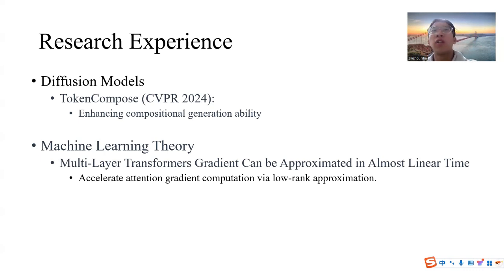And my second project is about machine learning theory. In this project, we dive into analyzing the gradient of multilayer transformers. We apply a low-rank approximation method to accelerate the computation of the gradient of the multilayer transformers. Let me first start with my TokenCompose project.